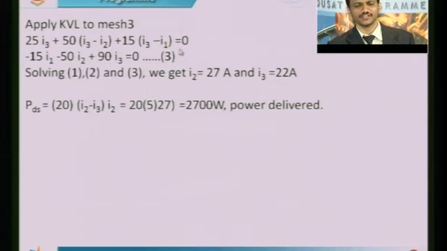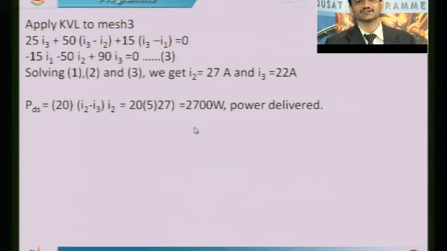After solving this, equations 1, 2 and 3 can be solved, and we get I2 as 27 amperes and I3 as 22 amperes. I1 is not required actually. Even in calculators you will get I1, I2, I3 in one shot, but I have not indicated it here because that is not required as far as the power delivered by the dependent source is concerned. So, I2 is 27 amperes, I3 is 22 amperes. When I substitute these two in the power delivered equation, 20 into I2 minus I3 into I2, I2 minus I3 is 5, then I2 is 27, we get 2700 watts. Power is delivered, in fact, because you got a positive value, and whatever we have assumed is correct, that is, power is actually delivered.